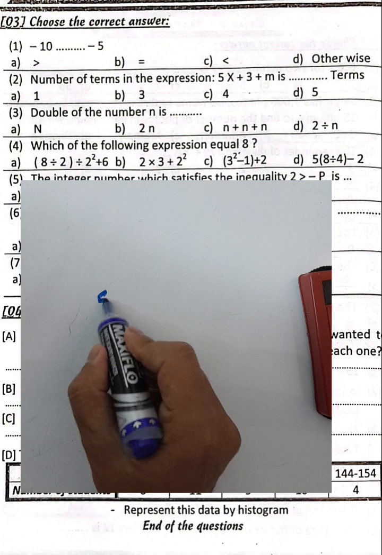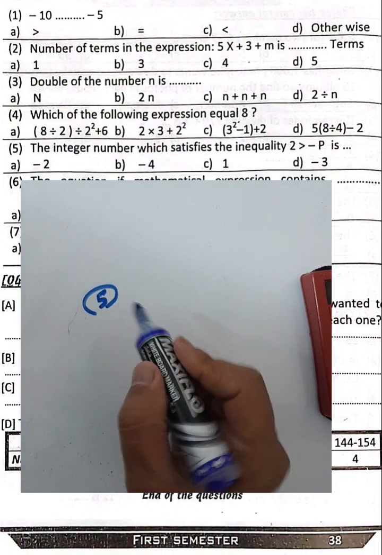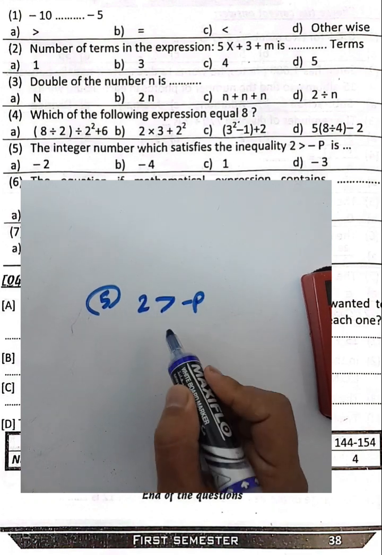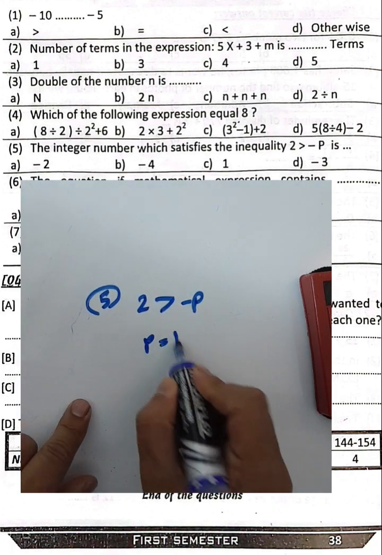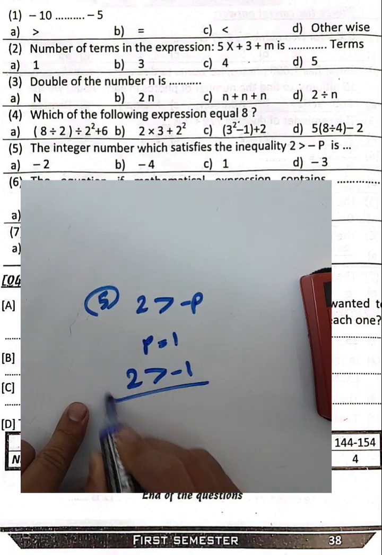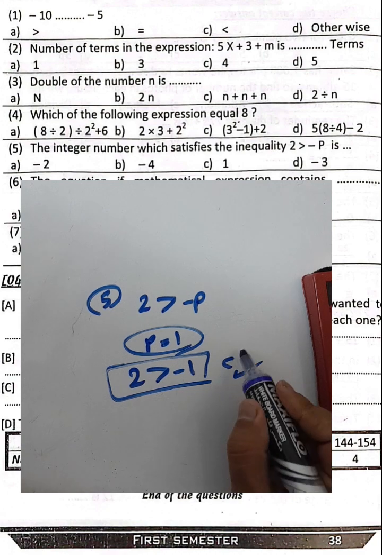Question number 5. The integer numbers which satisfy the inequality 2 greater than negative b. If you put b equal 1, then 2 greater than negative 1. Okay, choose letter C. Letter C, it's true.